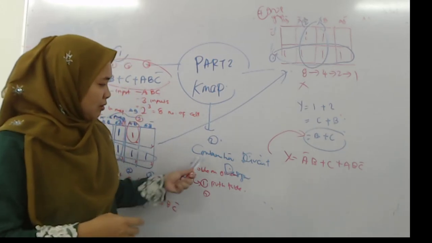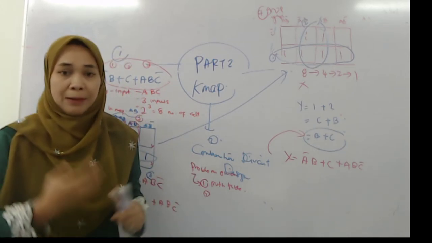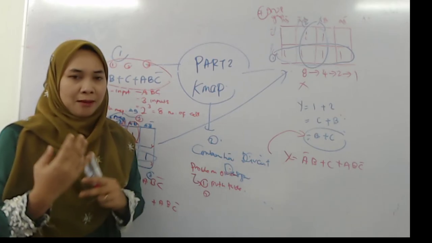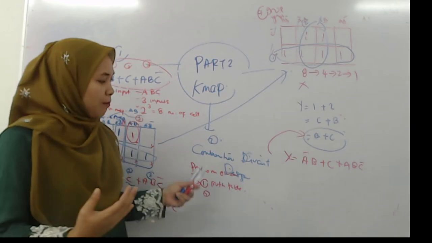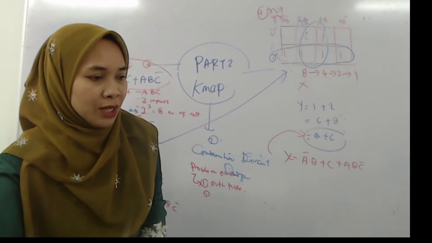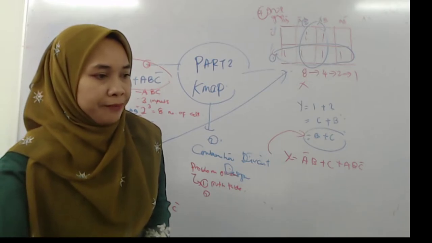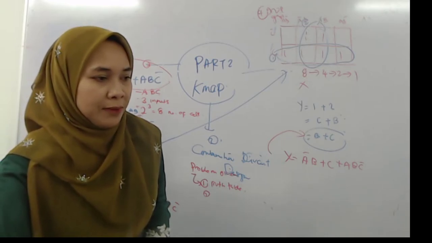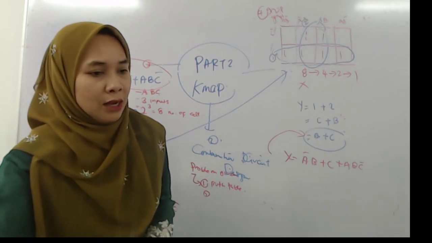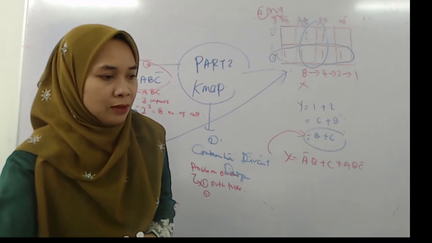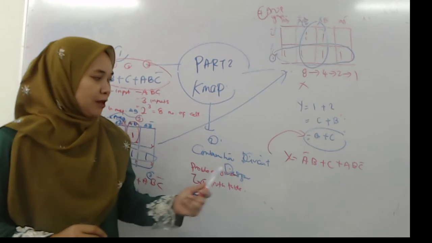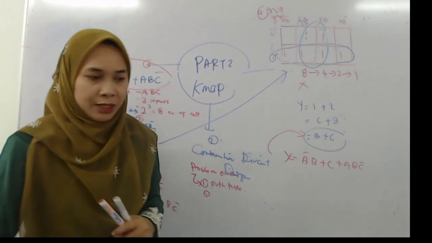So now we look at number 2. Hopefully after this we will do a case study, and based on that case study we come out with a Karnaugh map. Next, we look at this example on page number 38. This is more of one of the solutions for using the Karnaugh map to solve the combinational circuit.